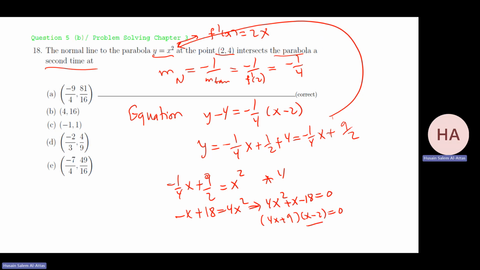I know about this because I have this point, x equals 2. 9x minus 8x plus x, done. So I have x equal 2, no need. I need the second point. And this, x equal minus 9 over 4. What will be y? It will be x squared, 81 over 16. So I have this point.